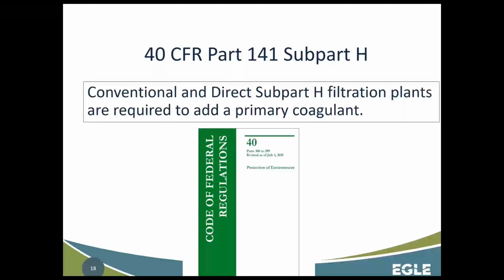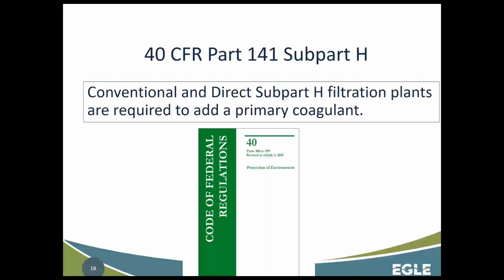All right, so here we go. The Code of Federal Regulations, Part 141, Subpart H. A lot of you may have heard your full treatment plant being referred to as a Subpart H system. Well, this is where that comes from. That's the section of the Code of Federal Regulations that discusses conventional and direct filtration plants. This is also where you're going to see the requirement to add a primary coagulant at Subpart H systems. The reason for that is that basically the performance is measured based on removal credits for pathogens. And a Subpart H system must meet turbidity limits and provide full treatment, including coagulation, for conventional and direct filtration plants in order to be awarded those removal credits.